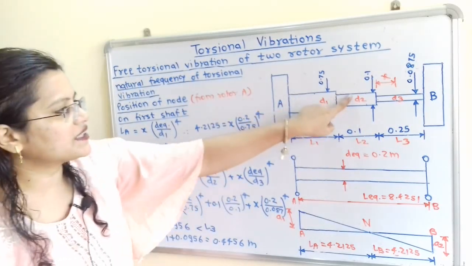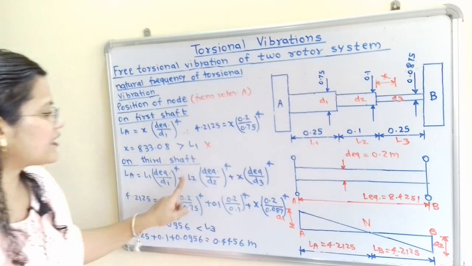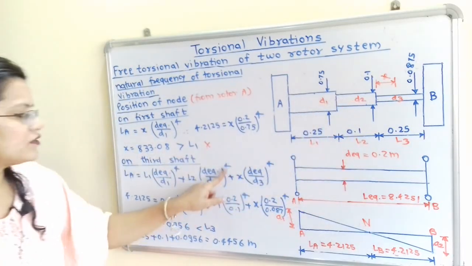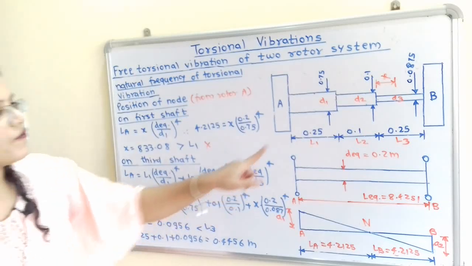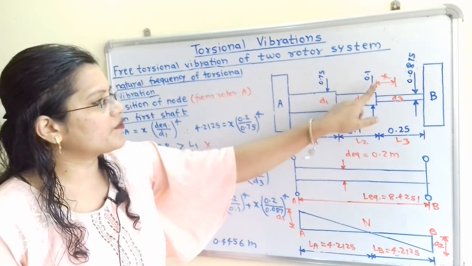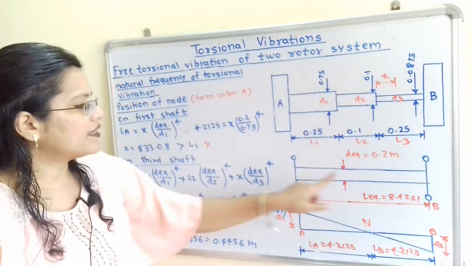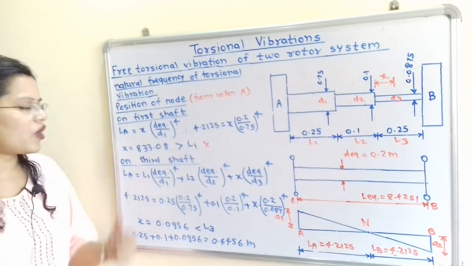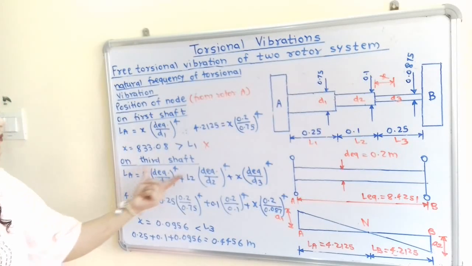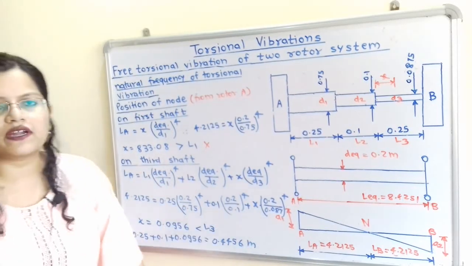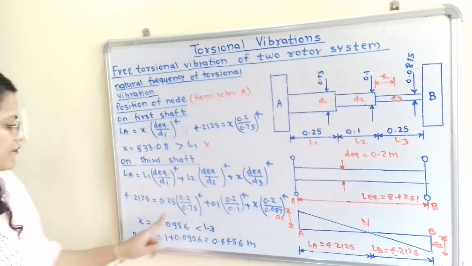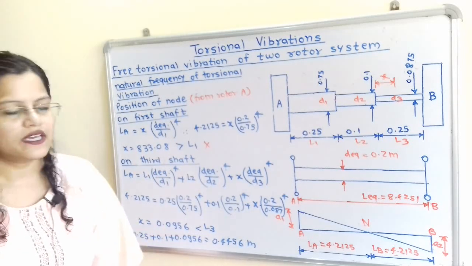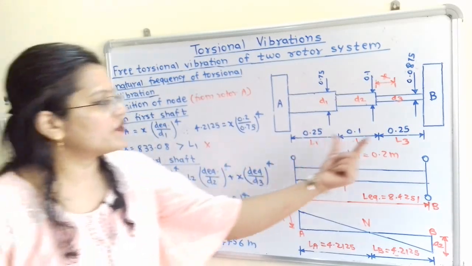Then there is the second shaft. Therefore we will write plus L2 D equivalent by D2 raised to 4 plus. Now we have to calculate this x. So we will write x into D equivalent by D3 raised to 4. Now we will put all the values. So when we put all the values, there is only one unknown term x, and when we calculate x, x is 0.0956. Now we will compare this value with L3.